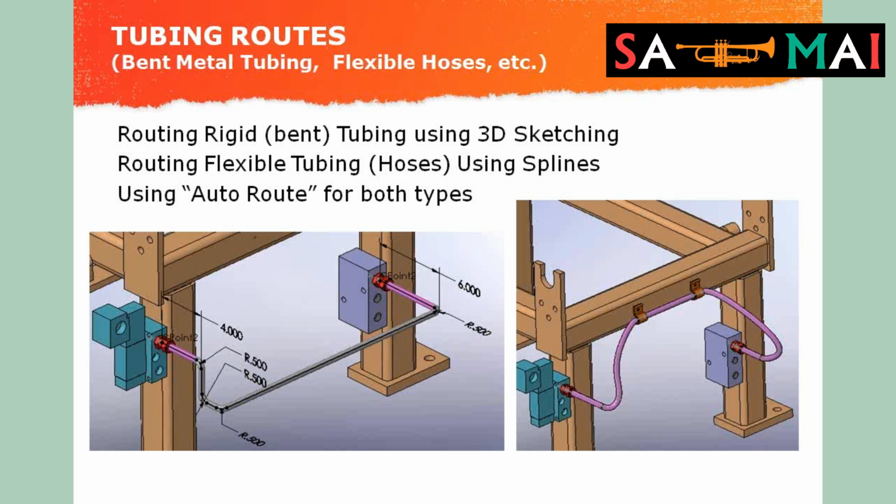So we're going to talk about tubing and piping today. And the first thing we're going to look at is tubing routes. So this is talking about bent metal tubing, flexible hoses, things like that. It can be used for both of these, whether it's copper tube or rubber hose. So we're going to look at rigid bent tubing using 3D sketching. We'll also look at auto route for that. We'll look at flexible tubing, like a hose, with 3D sketching using a spline, and we'll look at auto route for that also. All right, so let's switch over to SOLIDWORKS here and take a look at doing a tubing route.